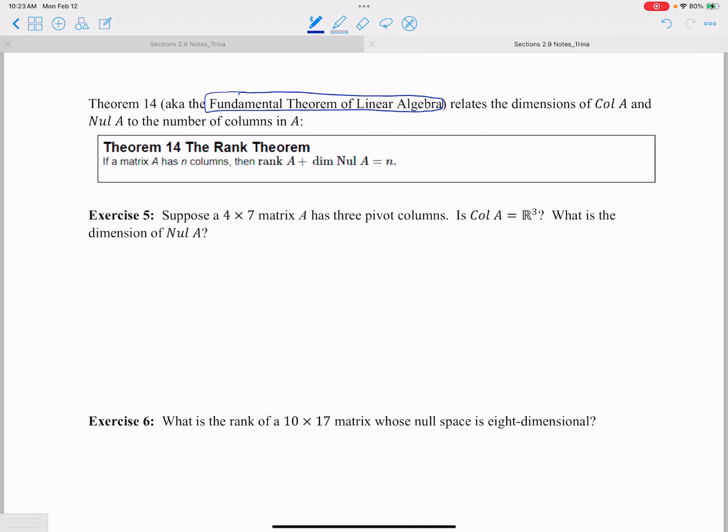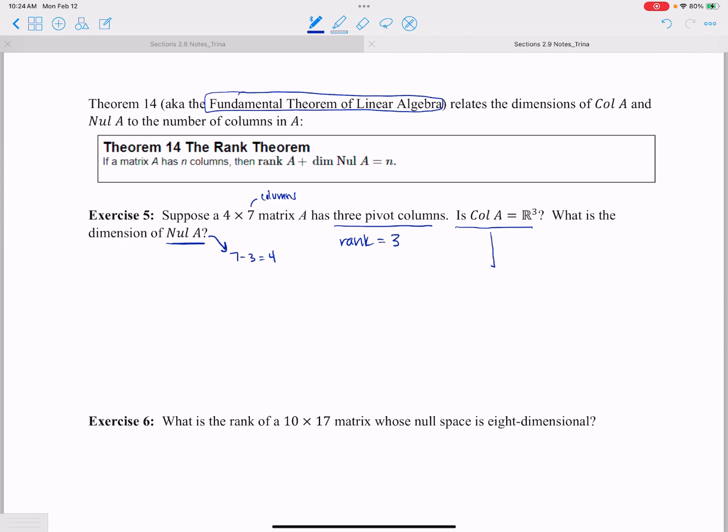So in exercise 5, suppose we have a 4 by 7 matrix, so 7 is our number of columns, and A has 3 pivots, so that tells me the rank equals 3. It asks, is the column space of A equal to R3? And then what is the dimension of the null space? I'm going to do the dimension of the null space first because that's easy. That's just 7 minus 3, which is 4.